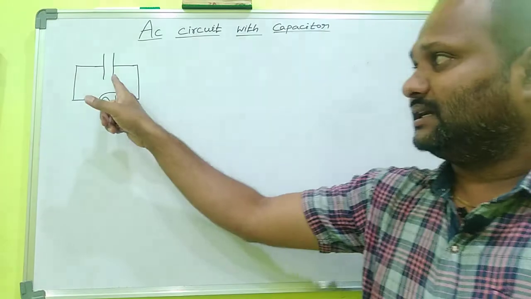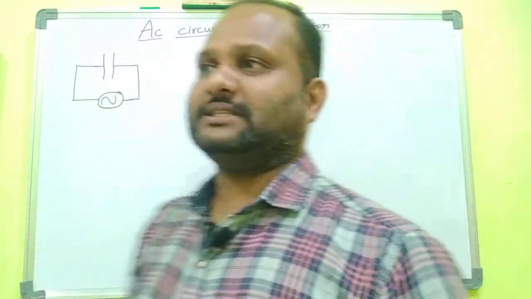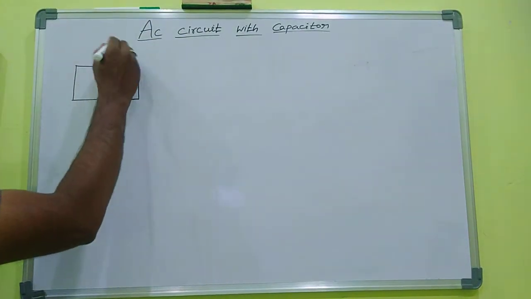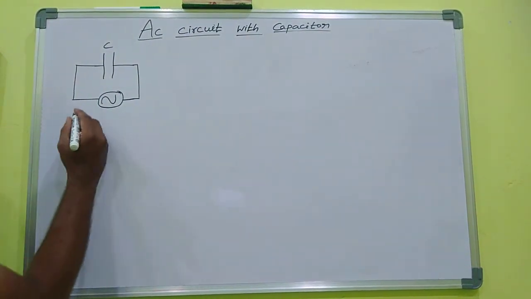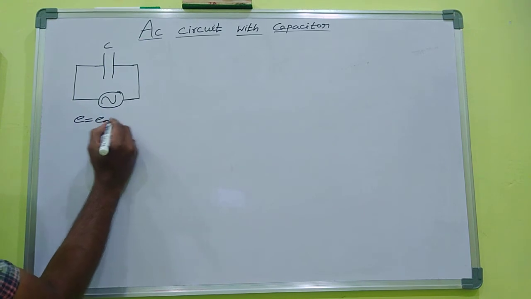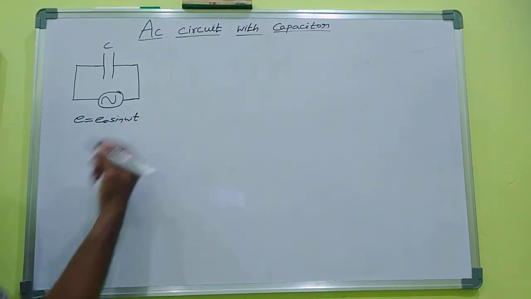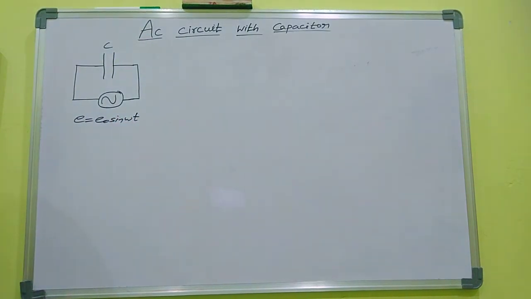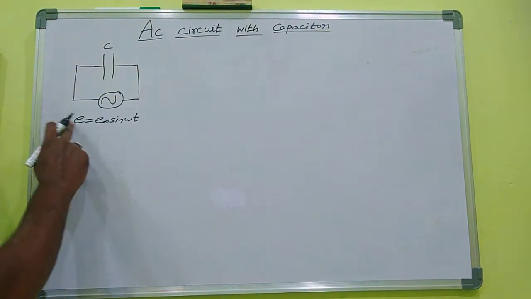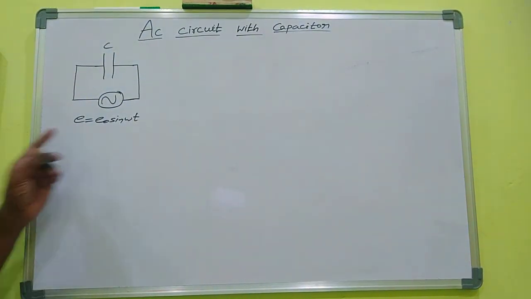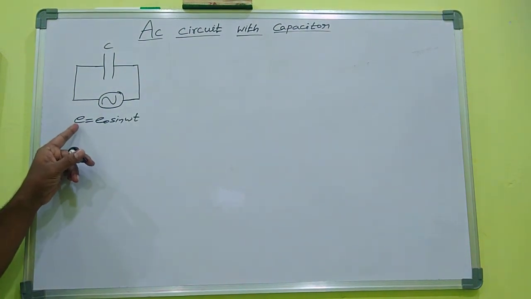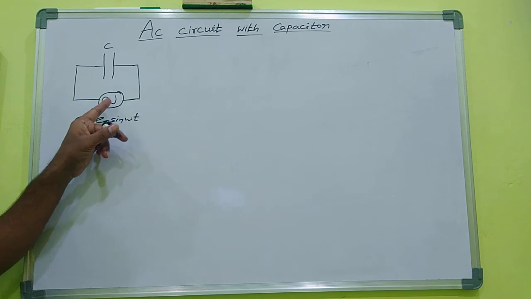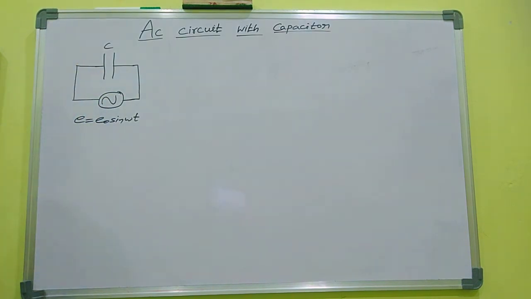Let us consider a capacitor of capacitance C, which is connected to an alternating source of EMF, which provides E equal to E naught sine omega t. That is the instantaneous value of EMF, the EMF at any instant. That alternating source of EMF is connected to a capacitor of capacitance C.